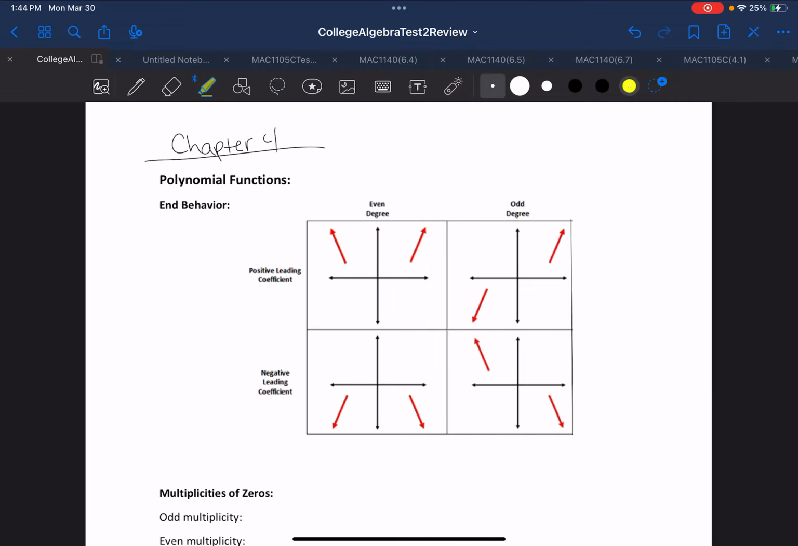If the polynomial has a highest exponent that's even, so the degree is even, and the leading coefficient is positive, then we know that the ends of the graph are both pointing up. Even degree, they're doing the same thing. Positive, they're pointing up, they're smiling, they're happy. But if it's an even degree and negative leading coefficient, then they're both pointing down.